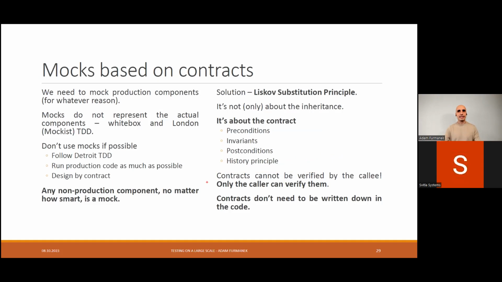However, it's important that we can verify the contract as users. I mean, the author of the interface, the author of the contract, cannot verify the contract for you. They are physically unable to write tests to verify that you implemented the contract properly. And where I'm getting at with that is that contracts do not need to be written down in the code. Unfortunately, most of our languages are just not capable of defining all the contracts we may have.